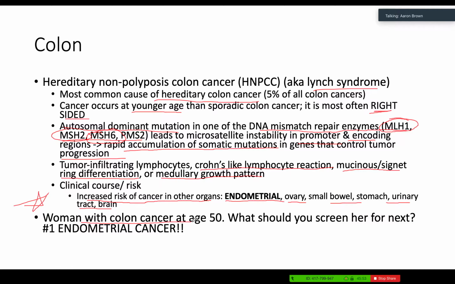So if you have a woman with colon cancer at age 50, what are you going to screen for next? Endometrial cancer, okay? This is a very, very important concept. Seeing colon cancer in someone that's so young should definitely raise a red flag and put us on high alert to look for other types of cancer, especially endometrial cancer, okay? So again, this is due to those mismatch repair enzymes. We do not see polyps here. This is non-polyposis colon cancer, all right?